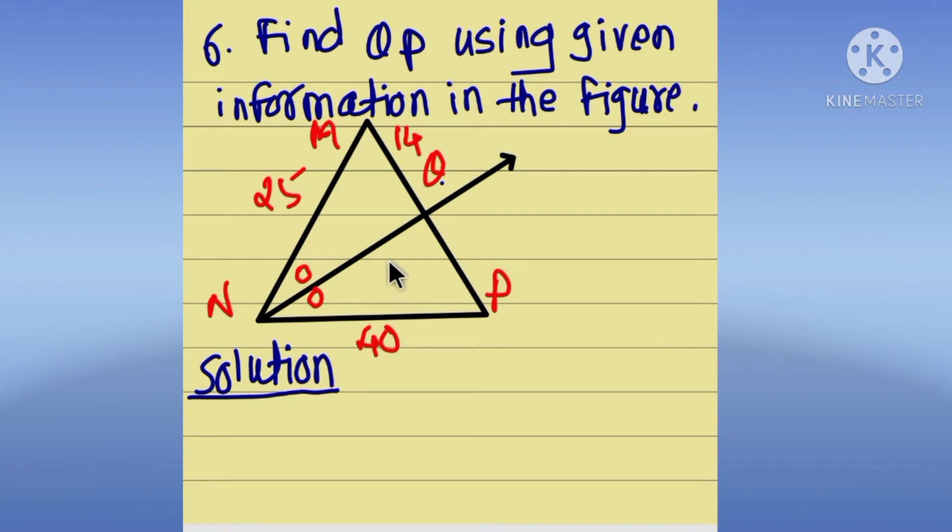After applying, we know that the angle bisector divides the opposite side in the ratio of the remaining two sides. This property we can use here, and with the help of this property we can find the value of QP.